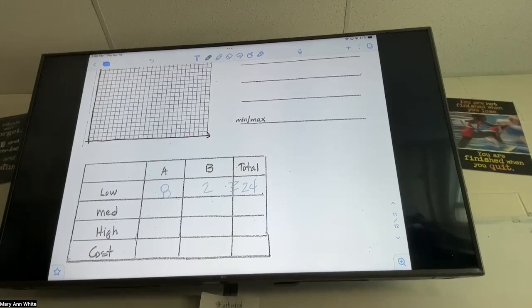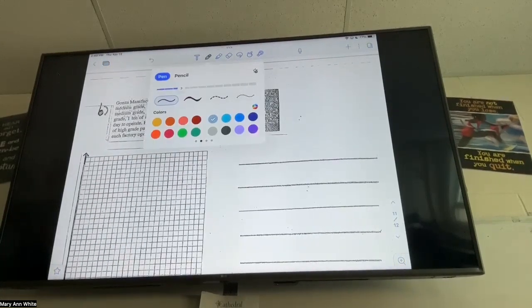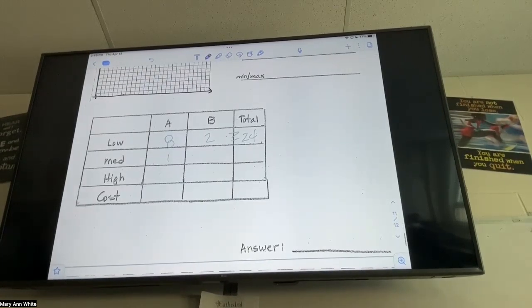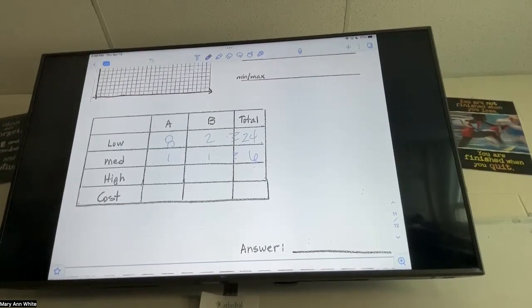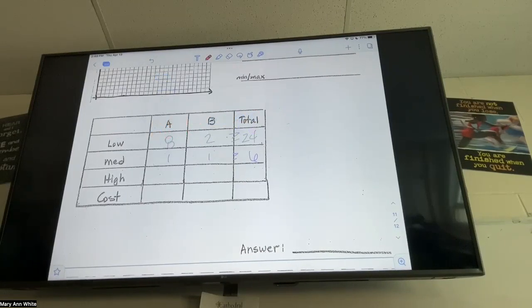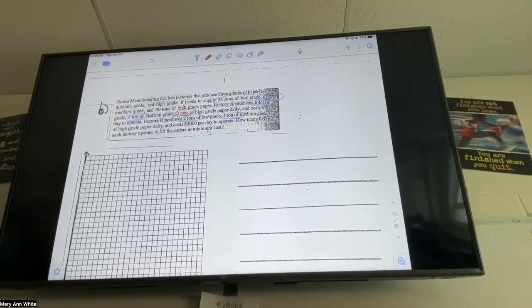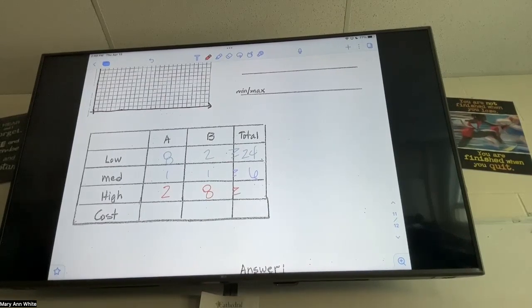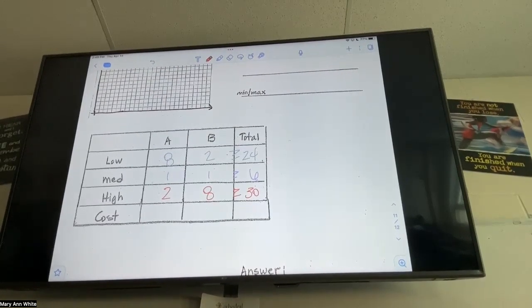Everybody okay with that so far? All right, let's go do our medium grade. Our medium grade says in the factory A, it's 1 ton of medium grade, and factory B is also 1 ton. And we only need a total of 6 tons in general. 1, 1, 6. All right, and then high in factory A, it's 2 tons of high, and factory B, it's 8 tons of high, and we need a total of 30 tons of high. It's almost backwards of what we had for the low one.